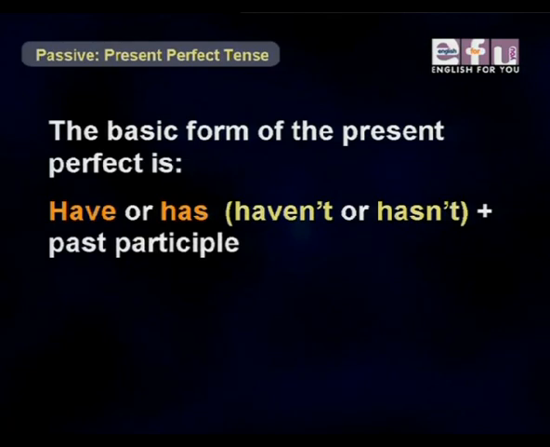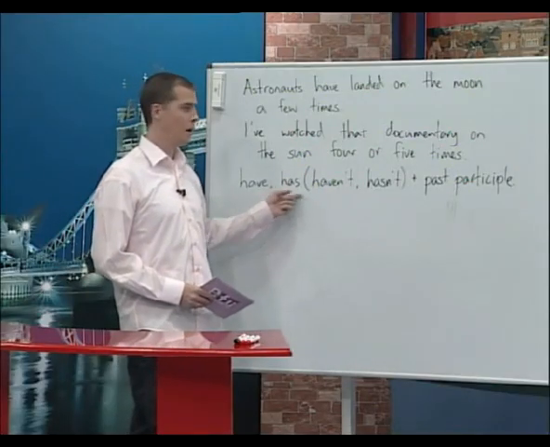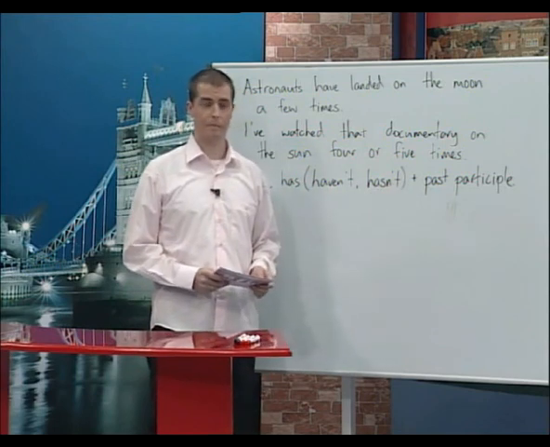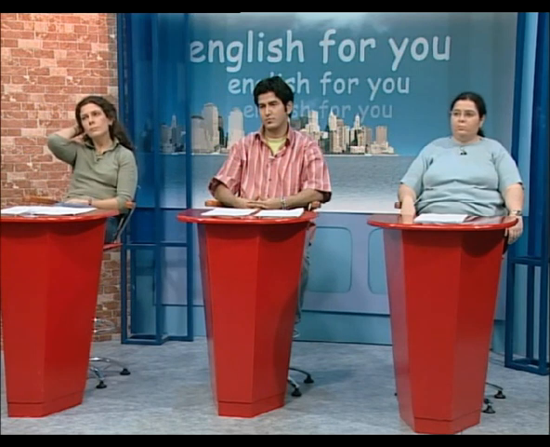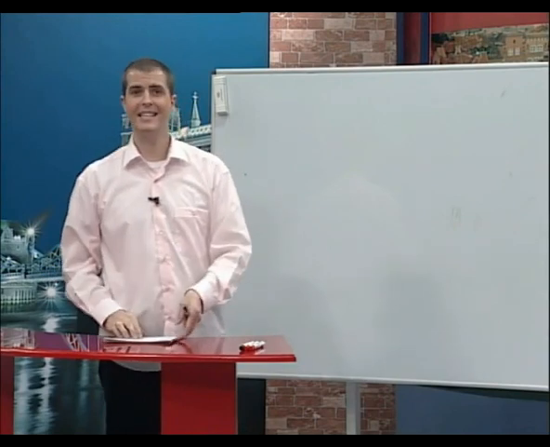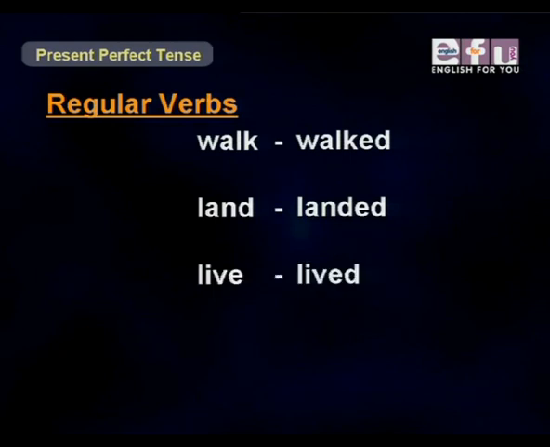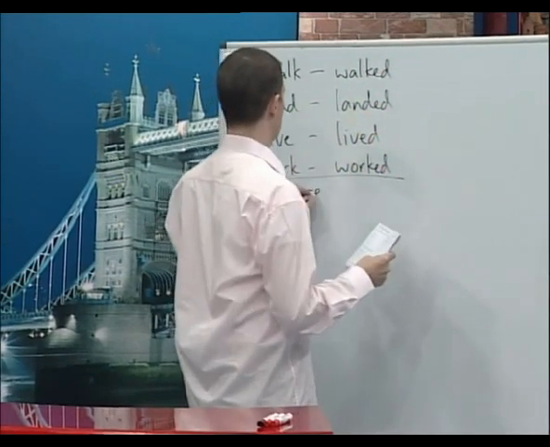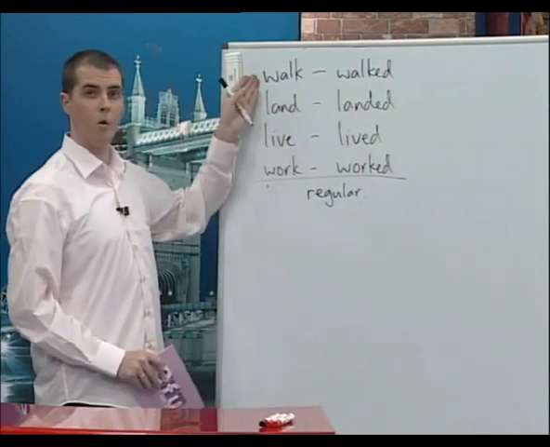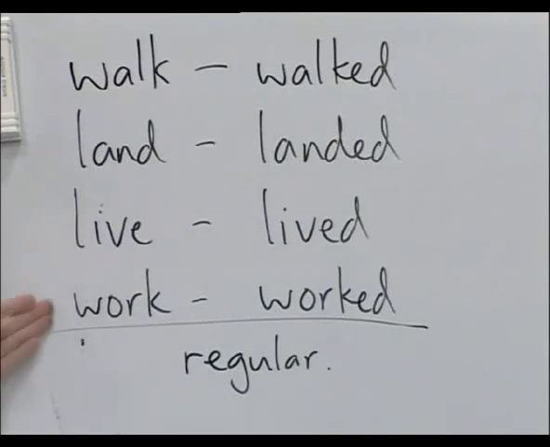So the basic form of the present perfect is have or has or haven't or hasn't plus past participle. Now, many past participles are regular. Most of them are regular. You just add ed to the verb. Walk becomes walked. Land is landed. Live, lived, and work is worked. These are the regular past participles.